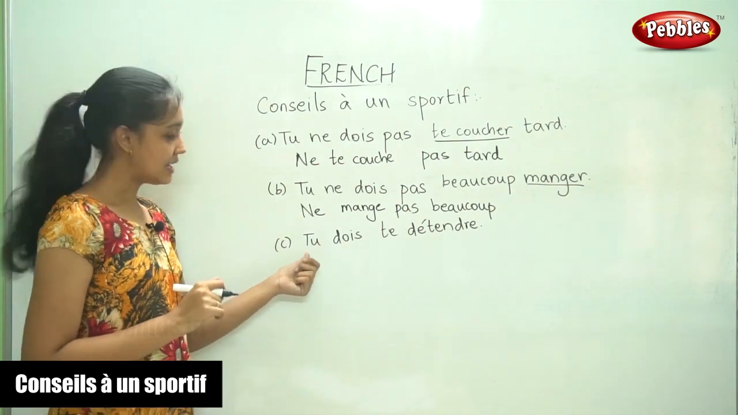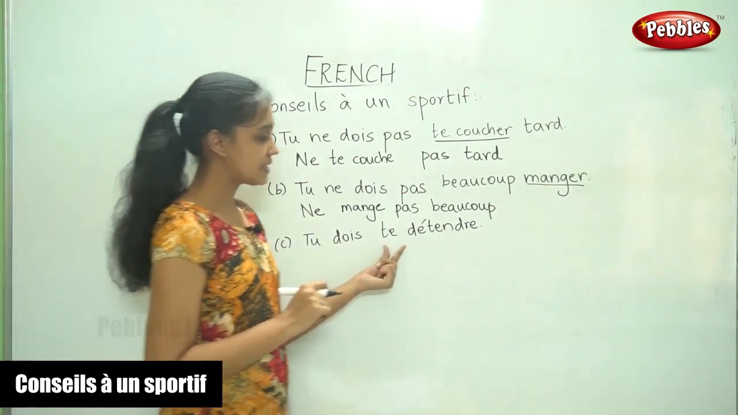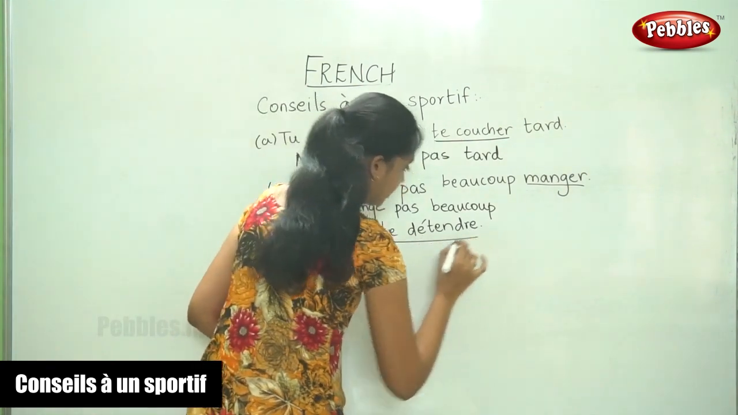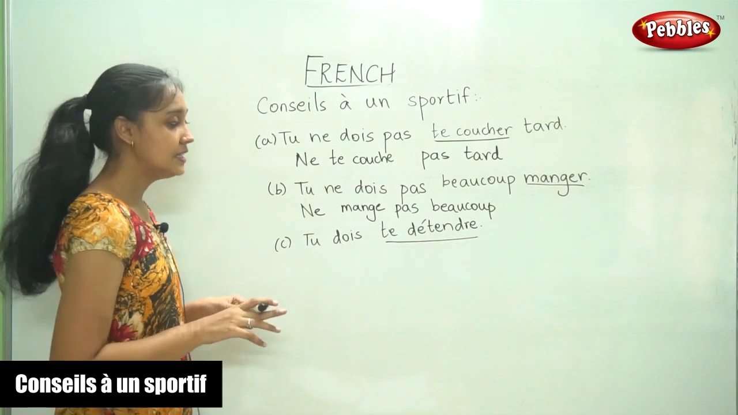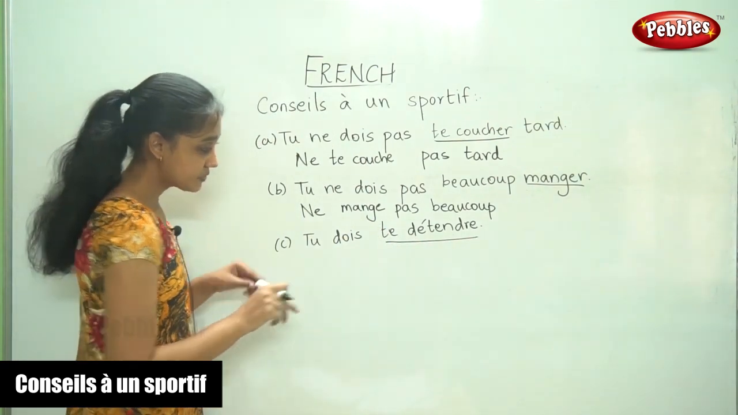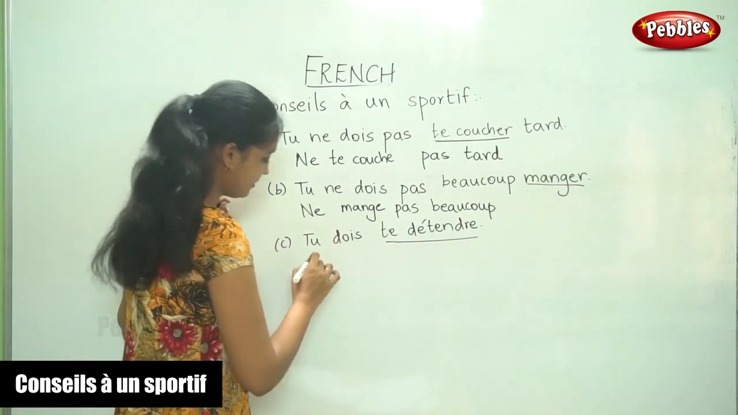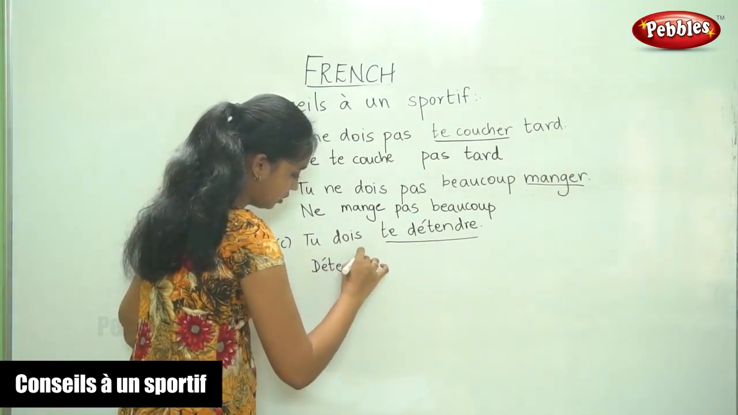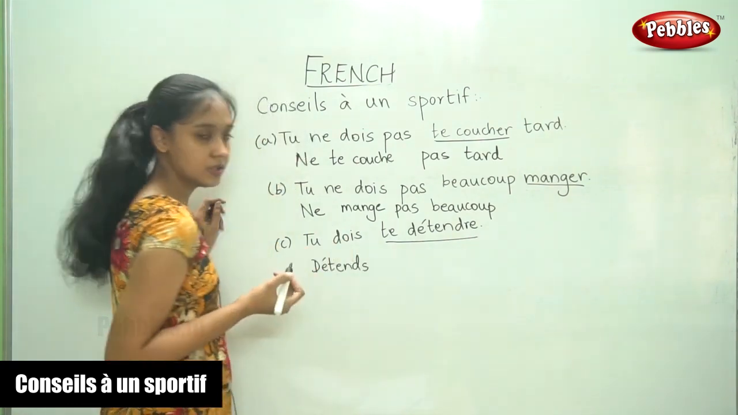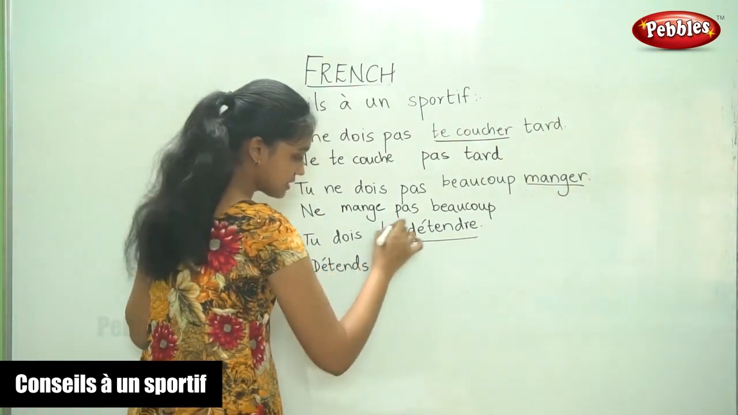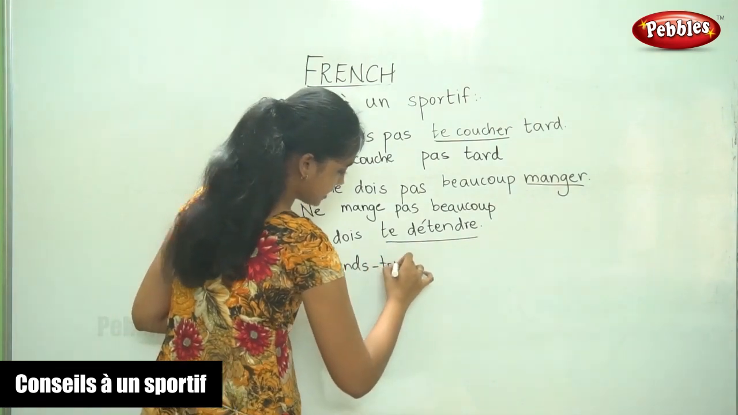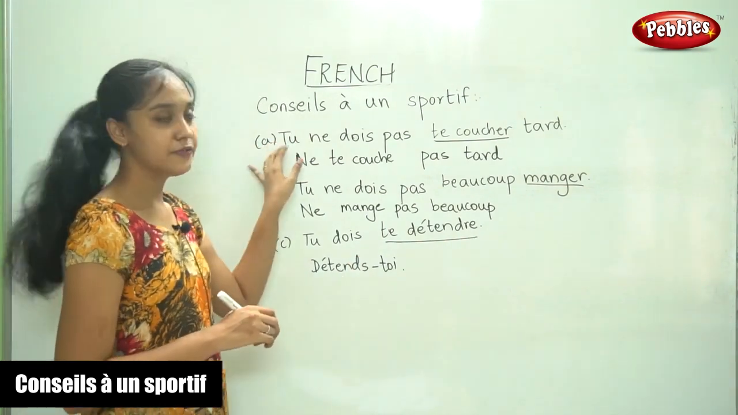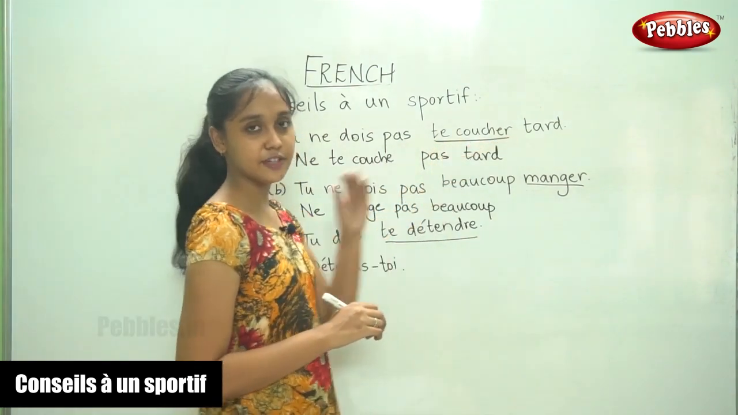Next, the last sentence, tu dois te détendre. Now, the verb here is te détendre. Since this verb is reflexive, how do we write? Détendre. Now, tu. So for tu, we conjugate it, and since it is reflexive, it is toi. Détendre-toi.